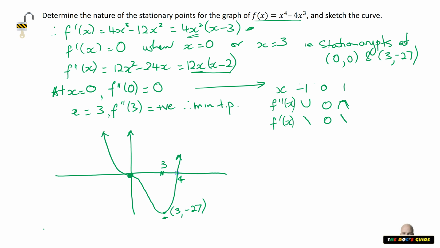Now normally it's not easy to find where we cut the x-axis for these higher powers, but if we look back up at this original function, I could take x cubed out of x to the 5 minus 4, so I can see it will cut at x equals 0 and at x equals plus 4.